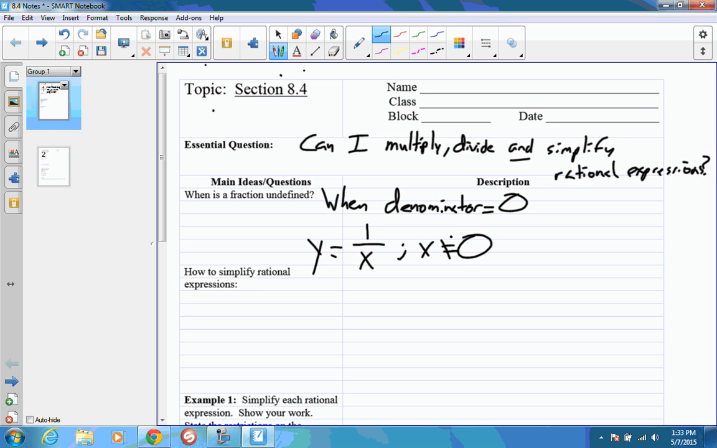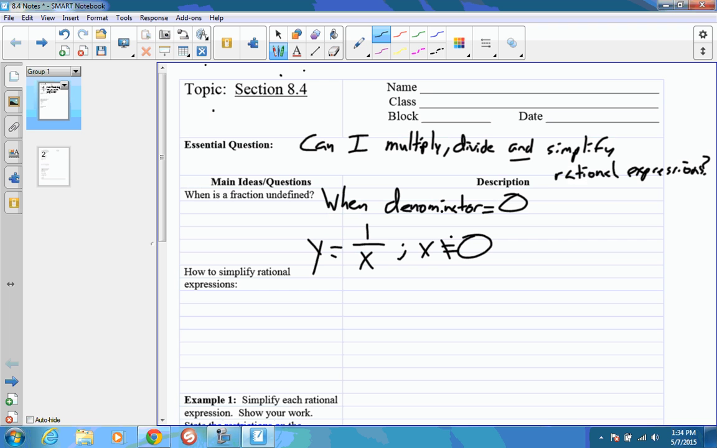cannot equal 0. Nothing can be divided by 0. It is undefined to be divided by 0. Always. And why is it? You can't divide something 0 times. Right. How many times will 0, technically, go into 1? An infinite amount.